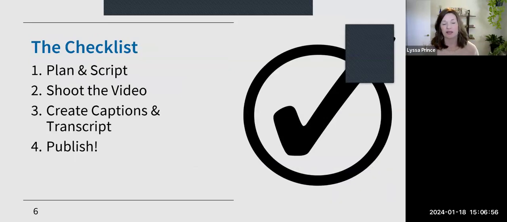So our checklist: to start, we want to plan and script anything that we do. That is going to help us in so many ways, and I'll cover those as we get going. We're also going to make sure to shoot the video, which seems obvious, right? There are a couple of things we can consider as we're shooting the video that can help us make a more accessible experience overall. Then we finish up by creating our captions and a transcript. And then lastly, we publish. There are little accessibility elements in all of these. Number 1 and number 3 are going to be the ones where we spend the majority of the time today.